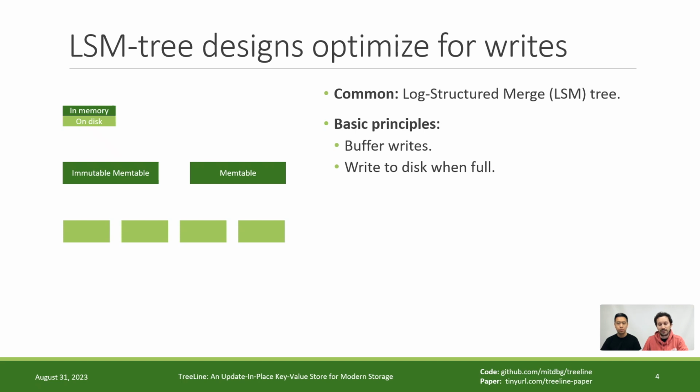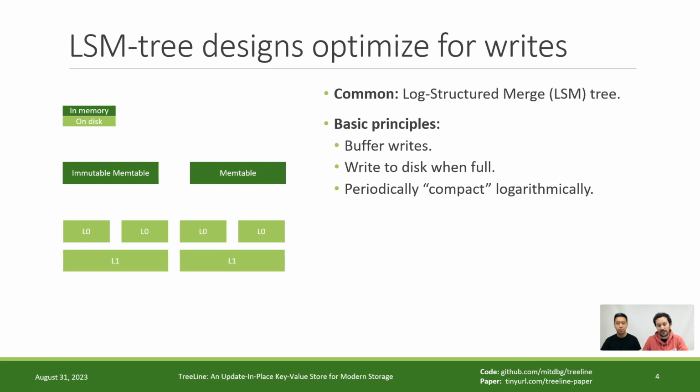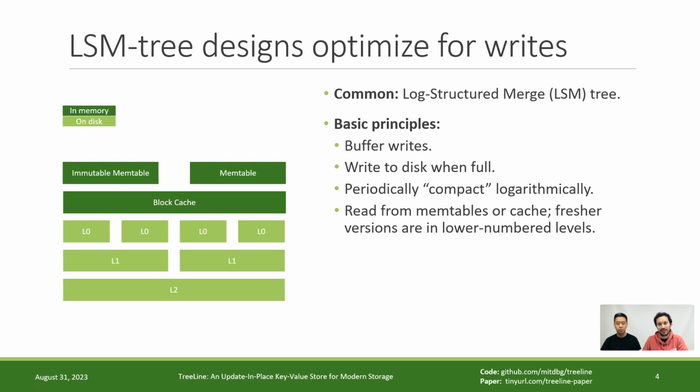Of course, at read time, this can become challenging since you have to look into all these files for a key. So over time, you periodically compact these files into larger runs in a logarithmic manner. All of these first files are labeled as level 0, and you have further levels like level 1 and level 2. At read time, if you're lucky enough and the key you want to read was written recently, you can access it from the memtable. Otherwise, you need to hit the levels on disk, blocks of which are cached in the block cache in memory. Lower numbered levels, of course, have fresher versions due to this compaction scheme.